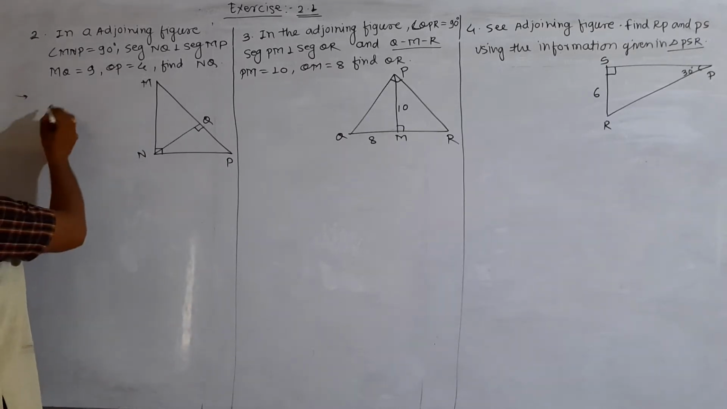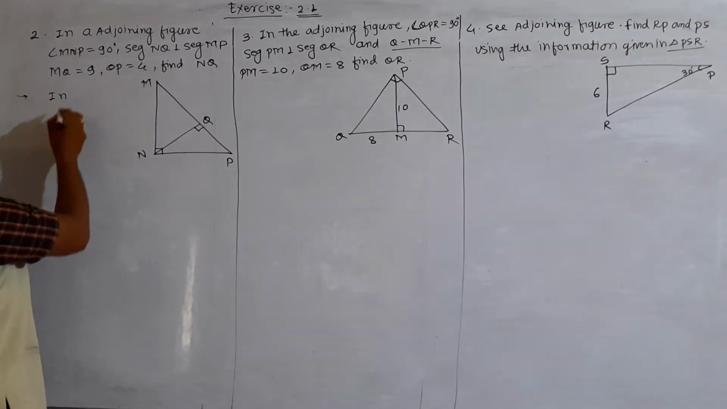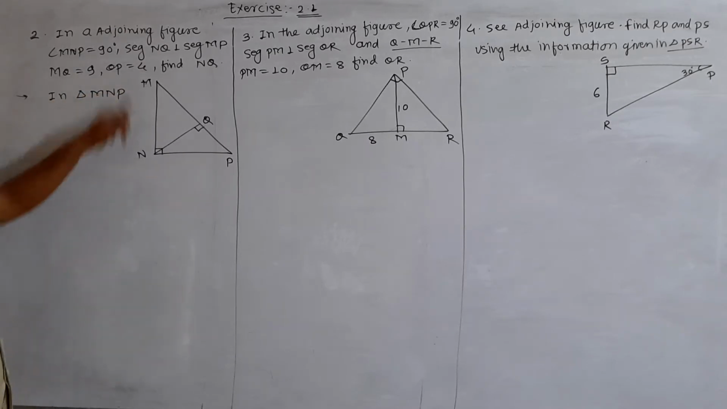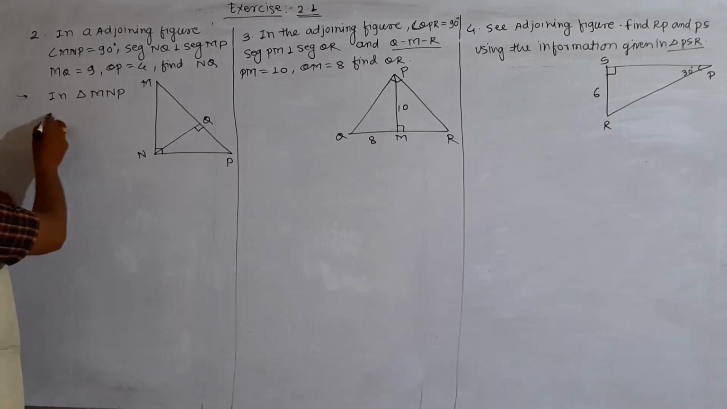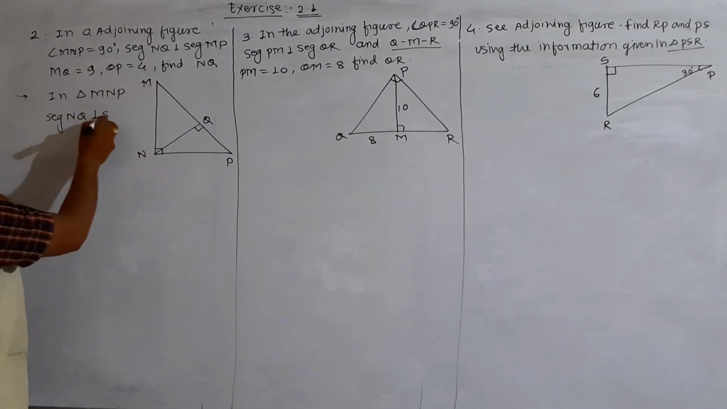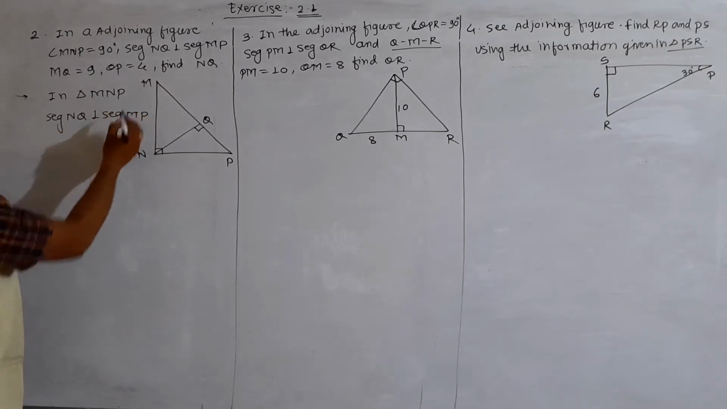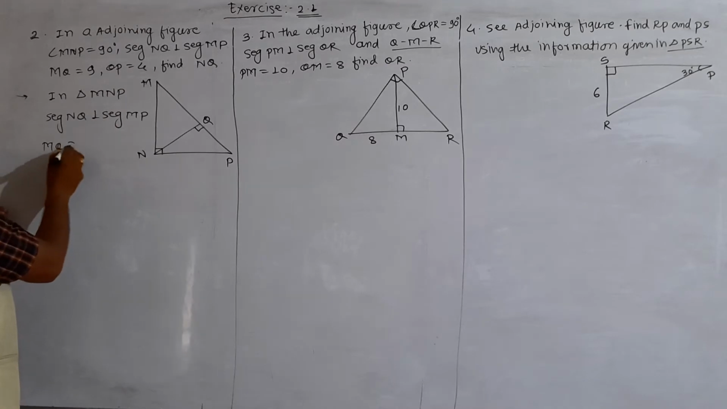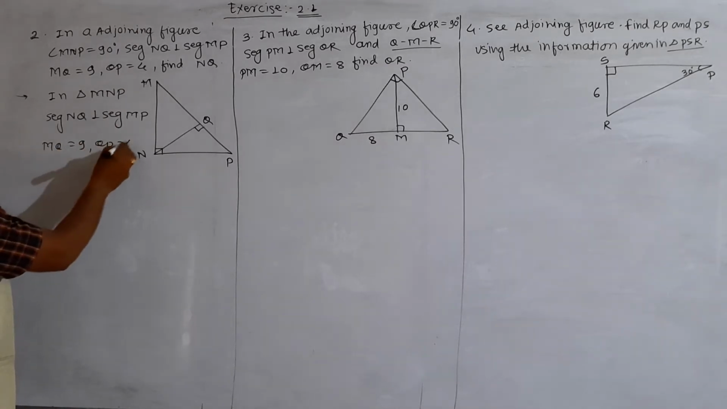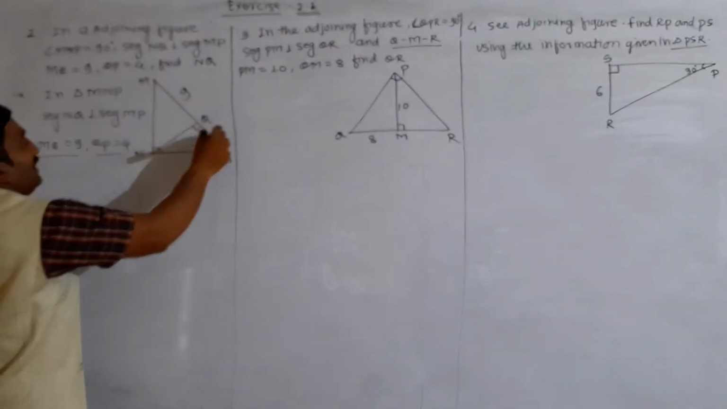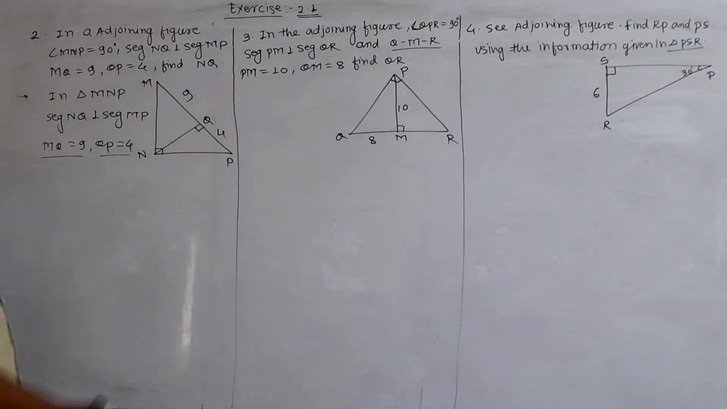the given things. In which triangle? In triangle MNP, we are given that segment NQ is perpendicular to segment MP. These are the given things. Here MQ is equal to 9 and QP is equal to 4. And we have to find NQ here.